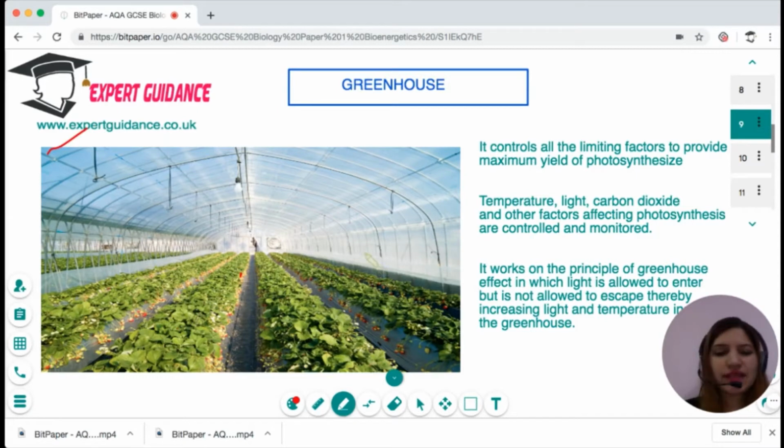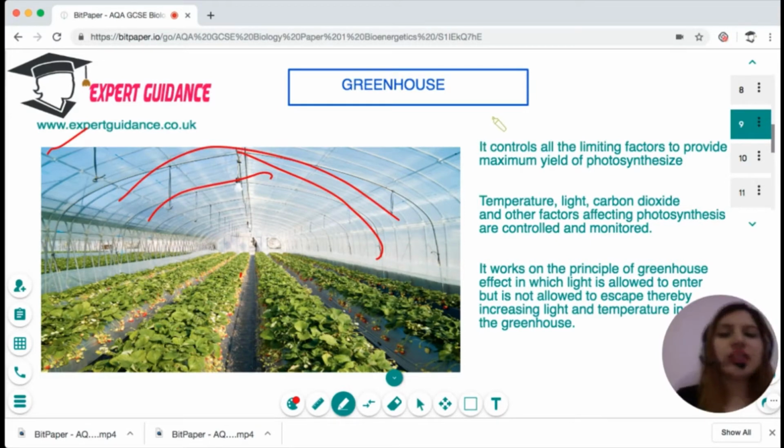Greenhouse, I think you must have seen in some nurseries, they cover and grow the plants in these covered conditions. The purpose of the greenhouse is that it controls all the limiting factors to provide the maximum yield of photosynthesis. The limiting factors like temperature, light, and carbon dioxide are manually controlled. It works on the principle of the greenhouse effect, and it is beneficial for countries like the UK, where the temperature and light are not that high during the winter season. So you can put the plants in the greenhouse. The greenhouse allows the light to enter but doesn't allow the heat to escape, so thereby the temperature is maintained and the light intensity is maintained.